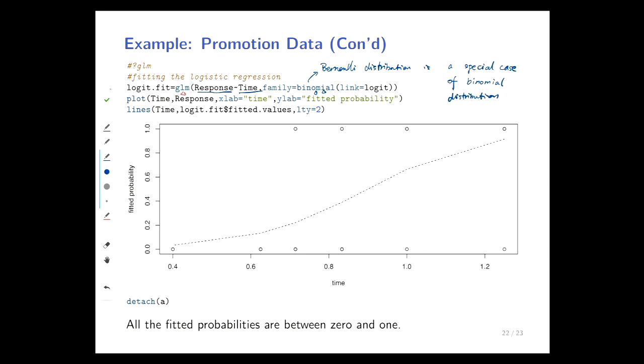And also we need to specify the link function. The link function here we use is the logit link. So in that case, we have our regression output. By using this regression output, we can actually plot the fitted probability. If you use these fitted values, you actually obtain the fitted probability.